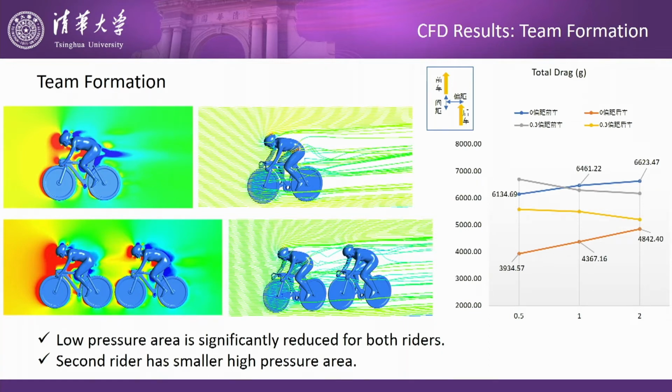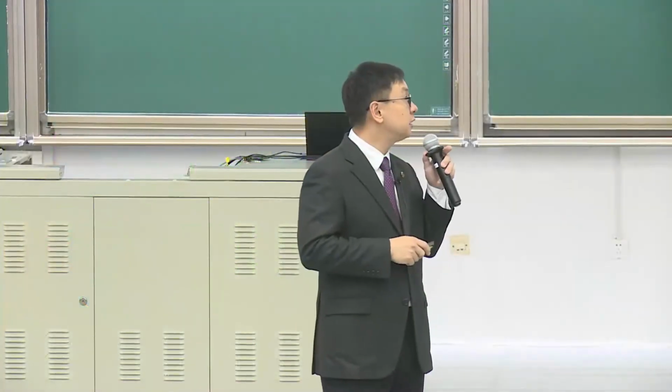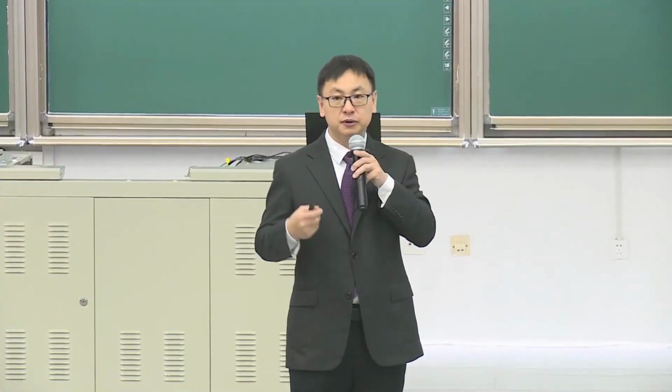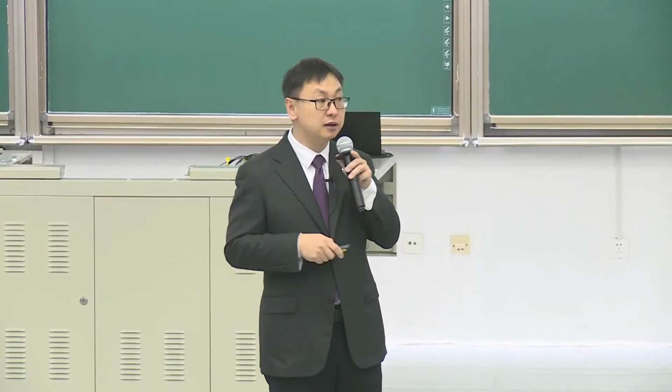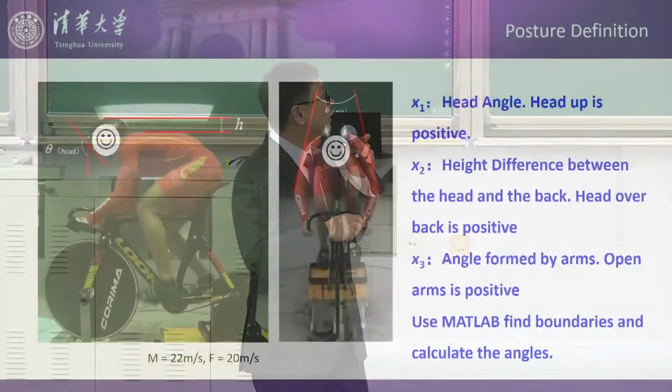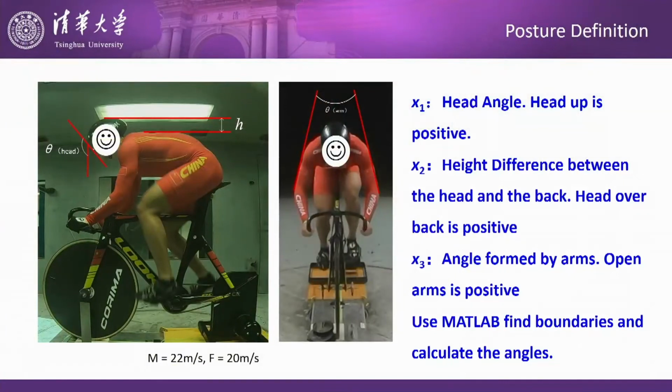The first one, head angle. When head up, it's positive. Second one, height difference between head and back. When the head is over the back, it's positive. The third one is arm angle, the angle formed by the upper arms. When you open your arms wider, it's positive.